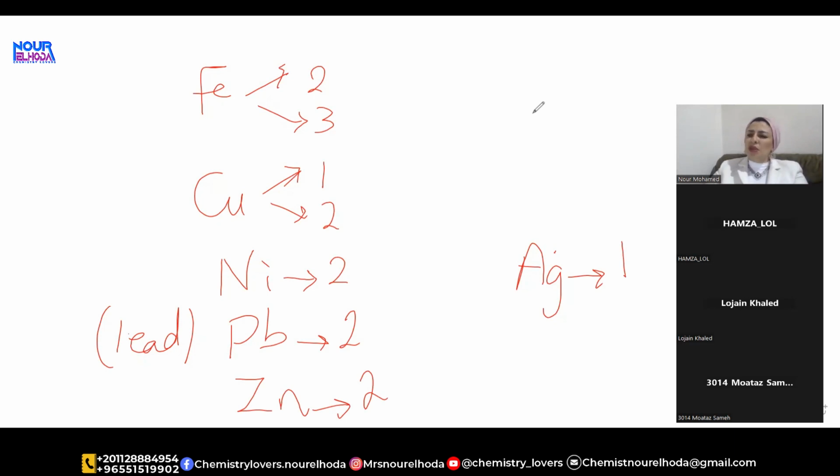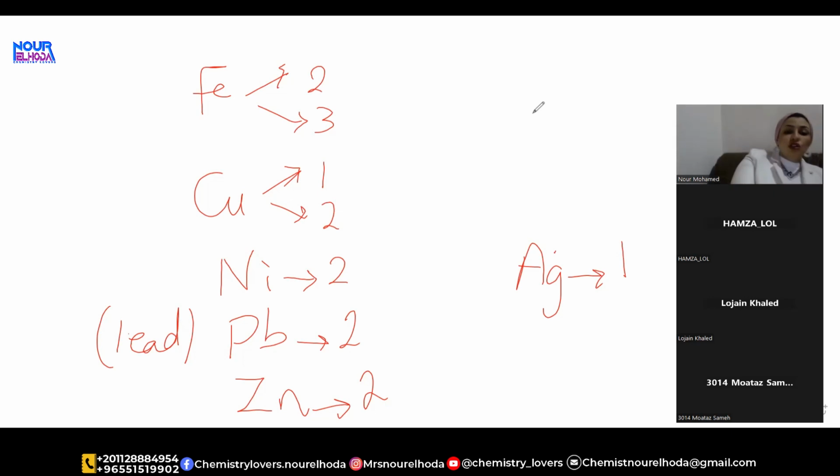What do I mean by the word valency? Valency means how many electrons they should lose or gain. It's the numbers that we put and then swap. This is called valency. So nickel is always 2, lead is always 2, zinc is always 2, iron sometimes 2 and 3, copper sometimes 1 and 2, silver is always 1.